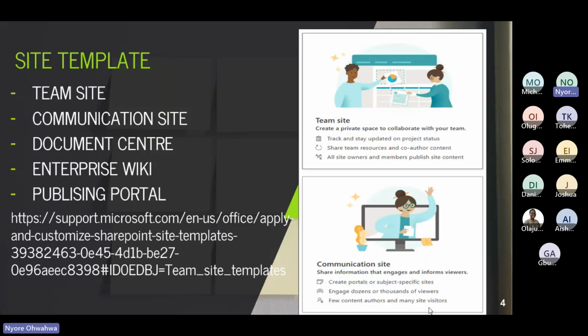We have different types of templates that we can create from site creation. We would look at that as well. We have team sites, communication sites, document center sites, enterprise wiki, publishing portals. So basically, these templates just allow you to organize your sites better, or give you a better interface of how you want your site to be.